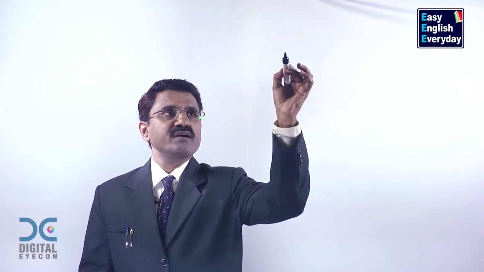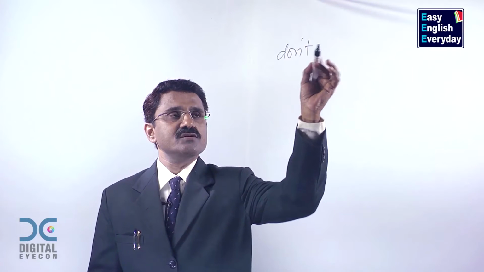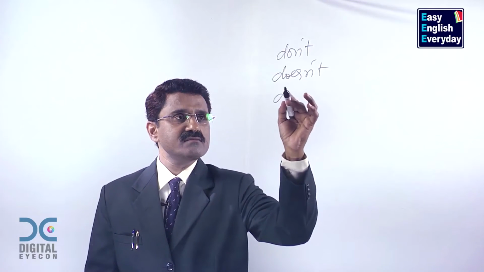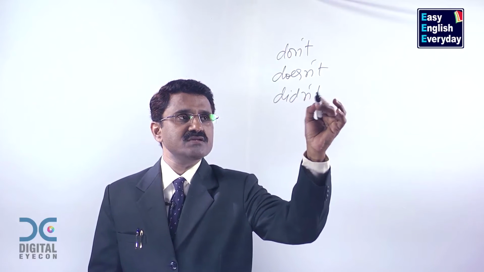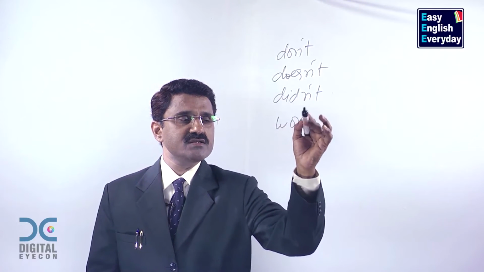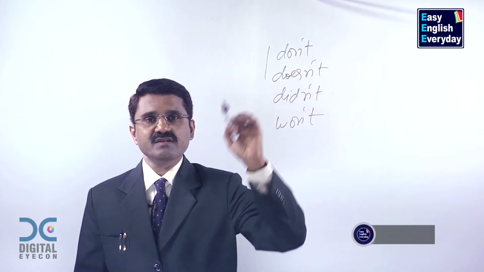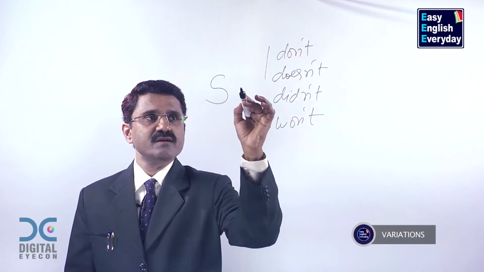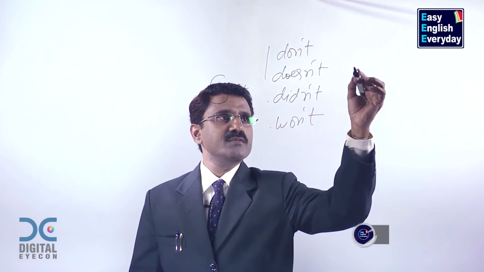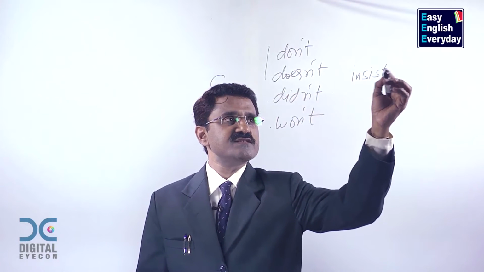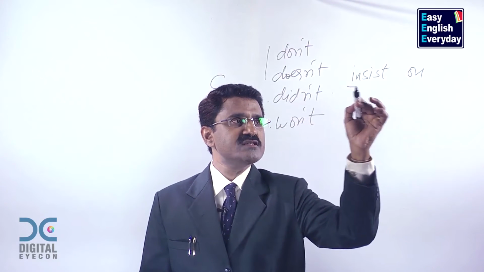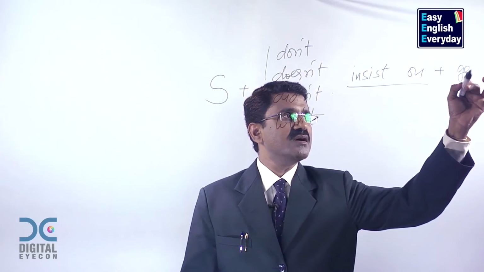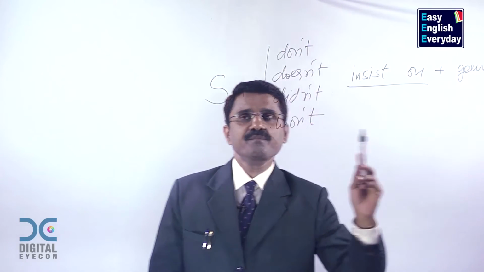Now look at these words. Don't, doesn't, didn't, and won't. Present tense, past tense, future tense. Keep the suitable subject here and keep the word insist on. It is a set. Then here comes the gerund form.